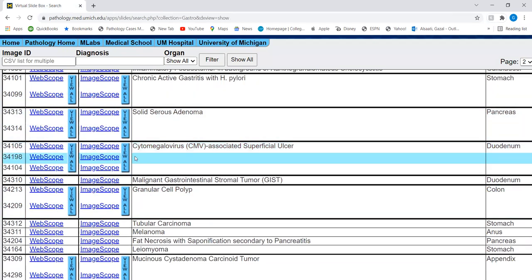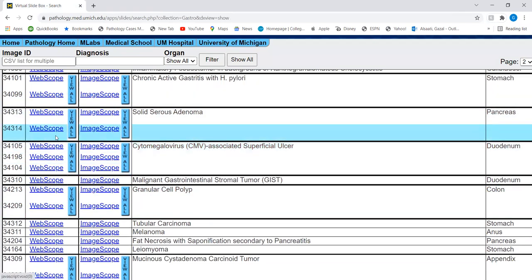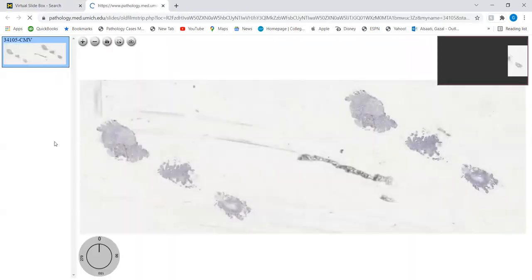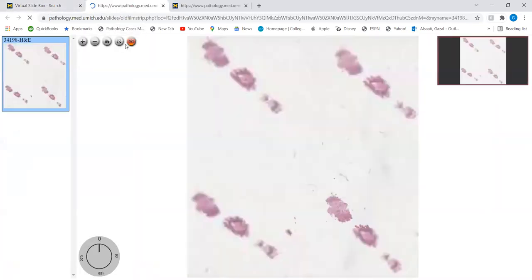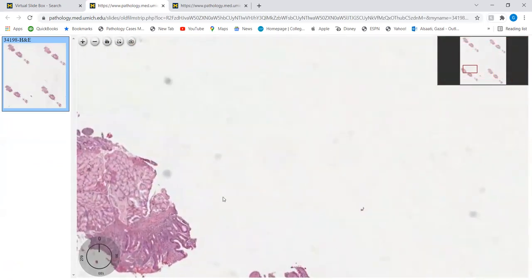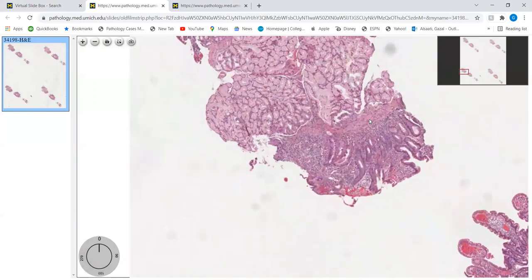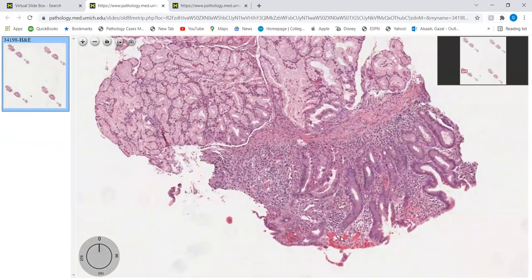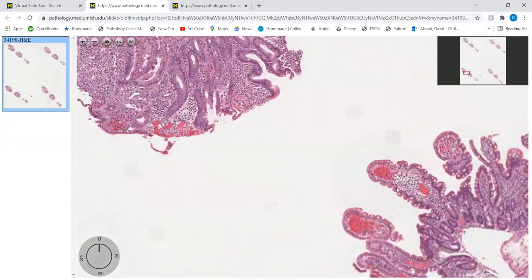duodenum, CMV associated superficial injury. Okay, and this has three slides. Okay. So confirm it's a duodenum. Here are my Brunner glands. Now I have flattened villi. We have surface ulceration.